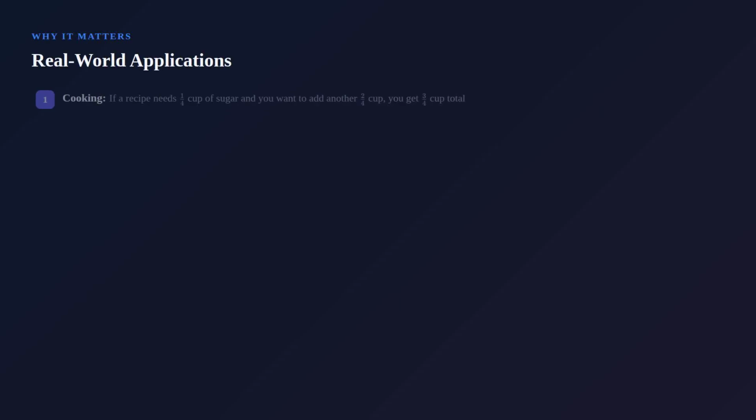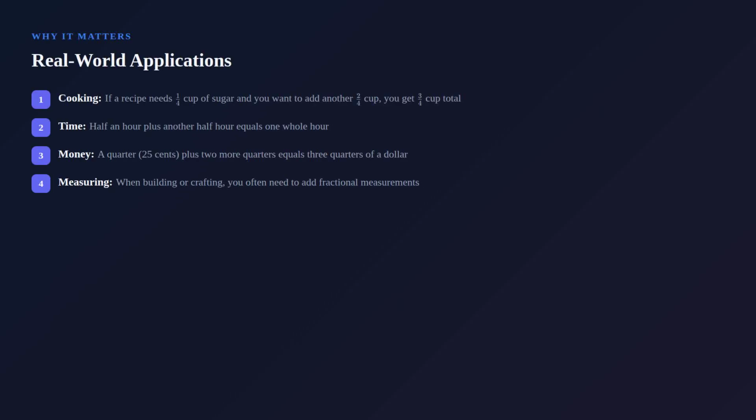Why does this matter? Adding fractions is a skill you'll use throughout your life. Cooking. If a recipe needs 1/4 cup of sugar and you want to add another 2 over 4 cup, you get 3/4 cup total. Time. Half an hour plus another half hour equals 1 whole hour. Money. A quarter, 25 cents, plus 2 more quarters equals 3/4 of a dollar.